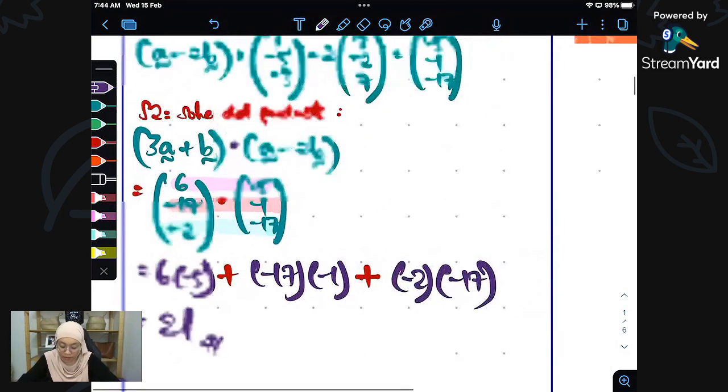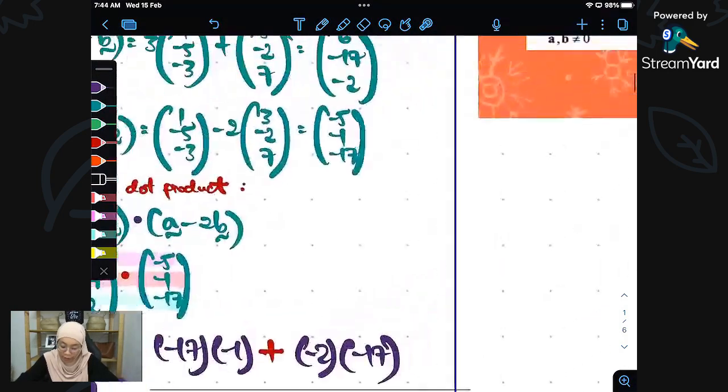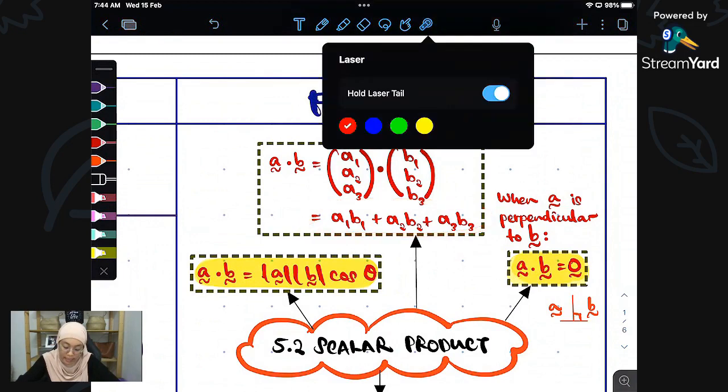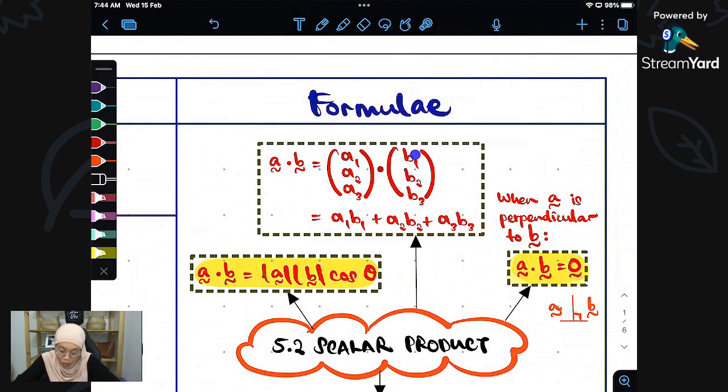So basically what I'm saying here is just having a formula from this one. This is just A1 times B1, and then you plus A2 times B2. You got this? And then plus, don't forget the plus, A3 times B3. So please remember this formula. You must memorize it. Have fun.